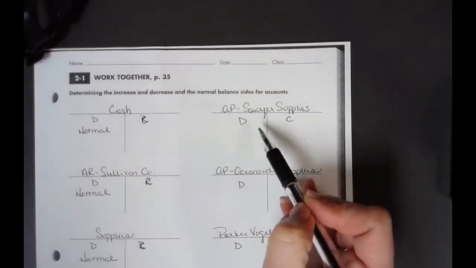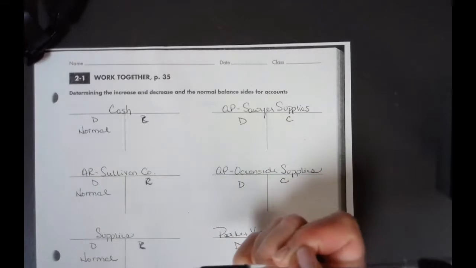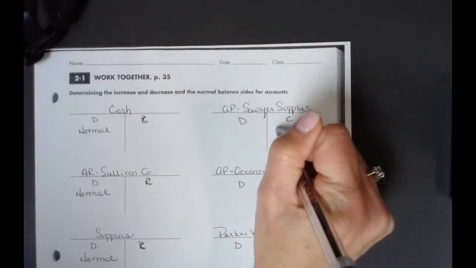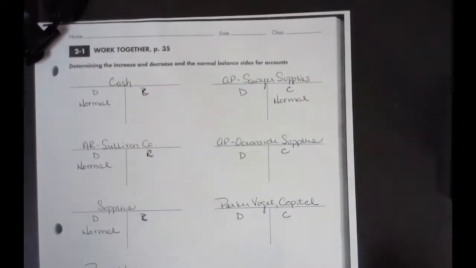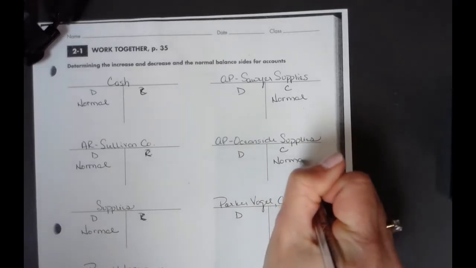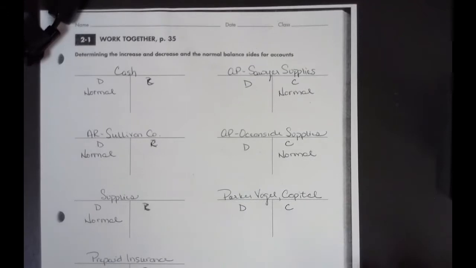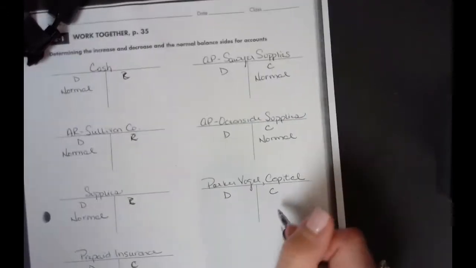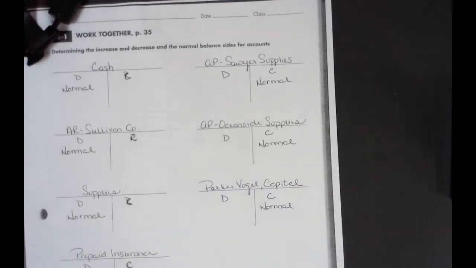When we come over here to accounts payable, this is a liability. Liabilities occur on the right side of the accounting equation, so the right or credit side is our normal balance side. This is another accounts payable, so the normal balance occurs on the credit side. Capital, this is an owner's equity account. It happens on the right side of the accounting equation, so the right or credit side is where our normal balance occurs. We're now going to go back and do our arrows.